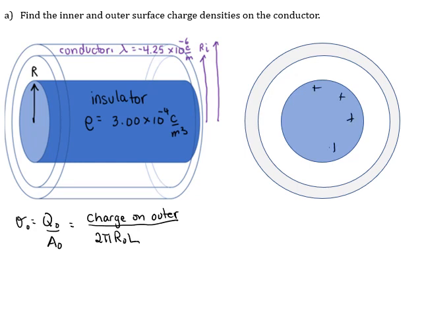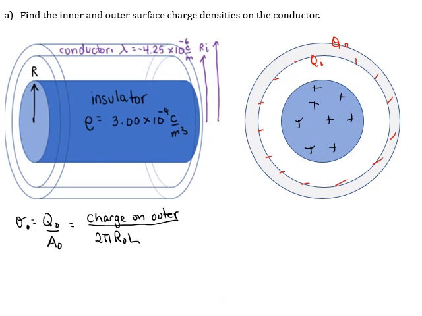As a reminder, our insulator was full of positive charge. That attracted an amount of negative charge to the inner surface. We called that Qi. And then the remainder of charge on the conductor will sit on the outer surface because all charge on a conductor has to sit on the surfaces. So we have some charge on the inside surface, some charge on the outside surface.